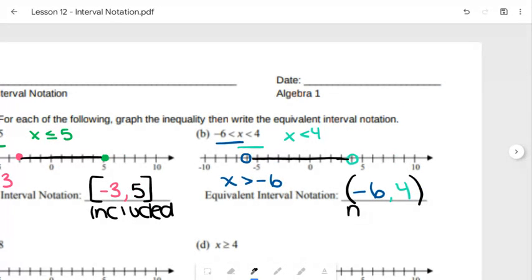And these ones are not included in the solution set because it's telling us that x is greater than -6. So -6 is not part of it. 4, same thing. x is less than 4, but 4 is not part of it.